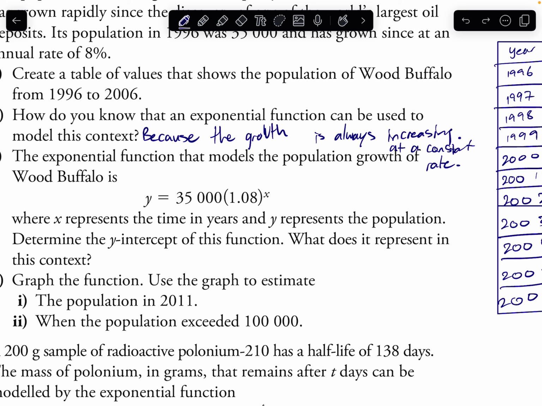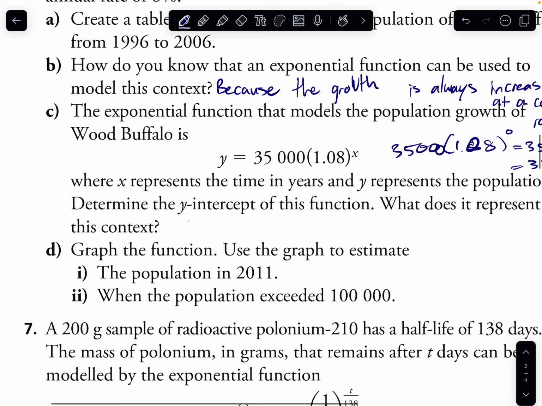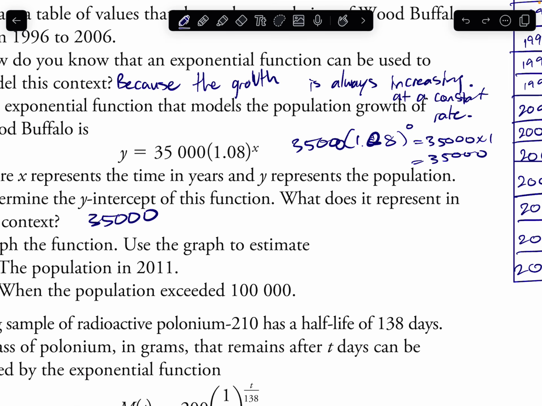Determine the y-intercept of this function. What does it represent in this context? So y-intercept, we let x equal 0. Y is going to be 35,000 times 1.08 to the 0, which is 35,000 times 1, which is 35,000. So then what does it represent? Well, when x is 0, which is the time, it's the original population.